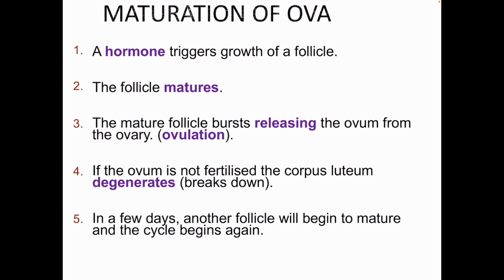So here's a summary. A hormone triggers the growth of a follicle in the ovary. This follicle becomes a mature follicle. About midway through the cycle, the mature follicle bursts, releasing the ovum. This is called ovulation. The remains of the follicle become a corpus luteum that secretes progesterone. If fertilisation does not occur, the corpus luteum will degenerate or break down. And then a few days later, the cycle will begin again with the development of more follicles.